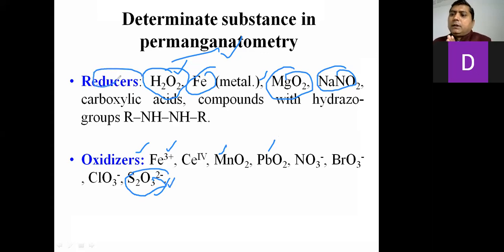The main thing is that with permanganometry titration we can determine the concentrations of many substances, such as magnesium oxide, azides, and carboxylic acids, and potassium permanganate is used as the titrant. Okay, next.